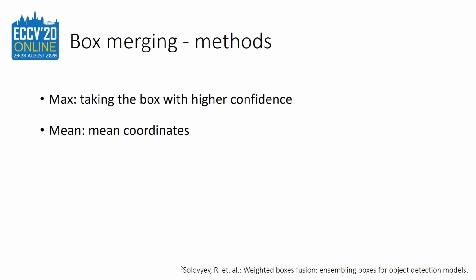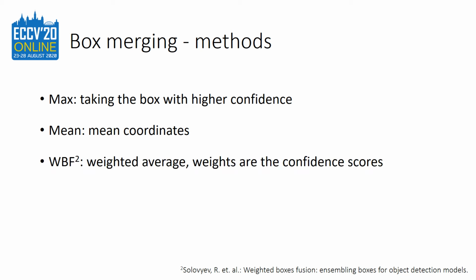The next methods are based on averaging the boxes in a cluster. The first and simpler one consists in calculating the coordinate means. Next, we have weighted box fusion, proposed by Soloviev et al. The final box is given by the weighted average, where the weights are the normalized confidence scores from each prediction.